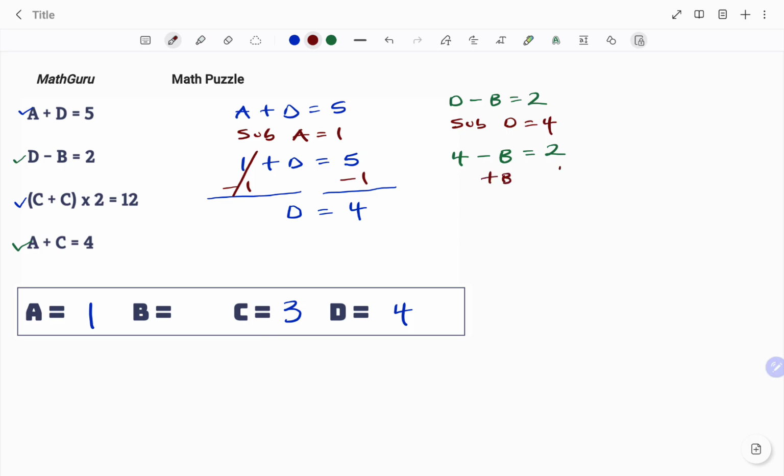What I have now will be, this goes off, b minus b, that's 0. I'm left with 4 equals 2 plus b. And then I'm going to take out 2 from both sides so that I have my positive b on the right hand side using the balance method again. 4 minus 2 on the left hand side, that's 2. 2 minus 2, that's 0, so that cancels out. I'm left with b. So therefore, the value of b is 2.